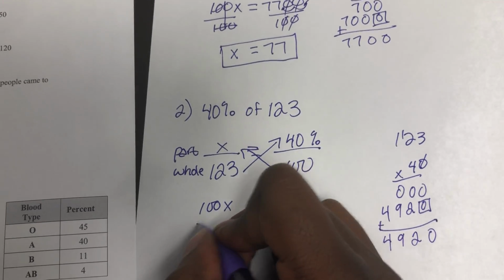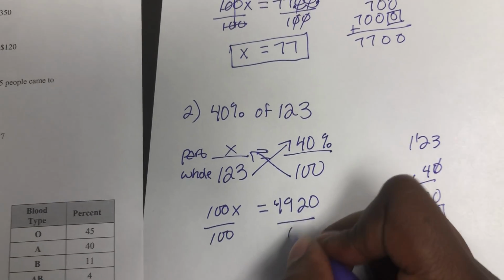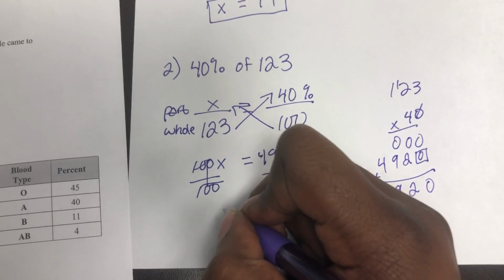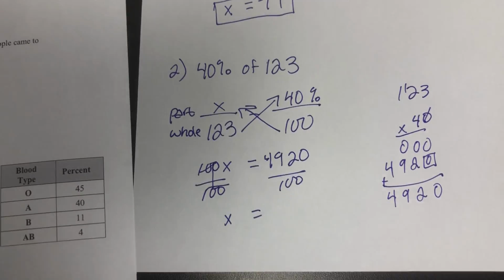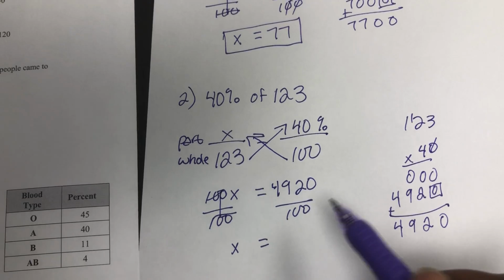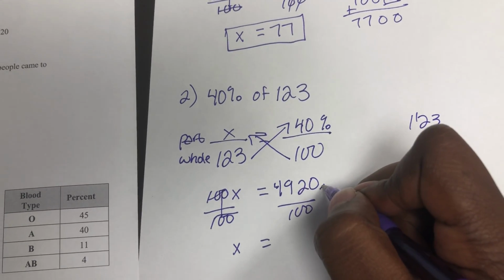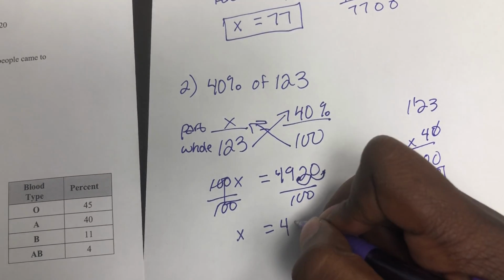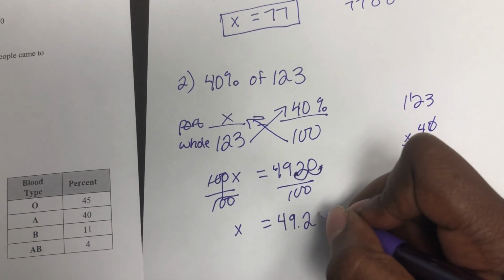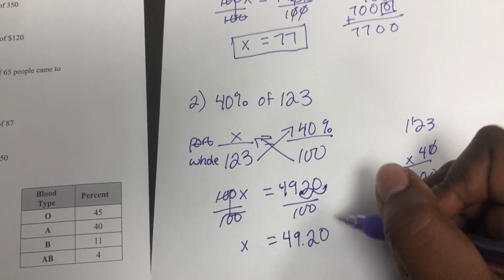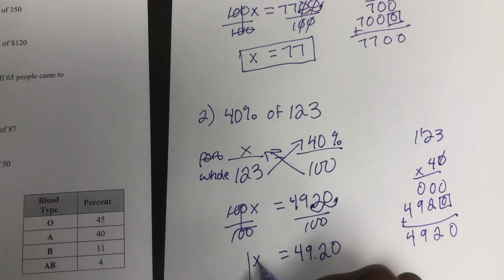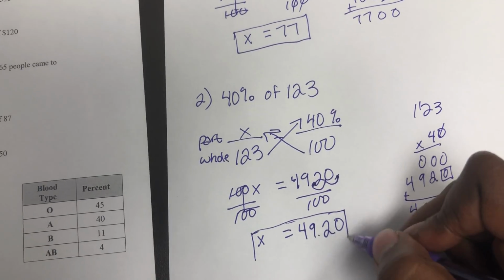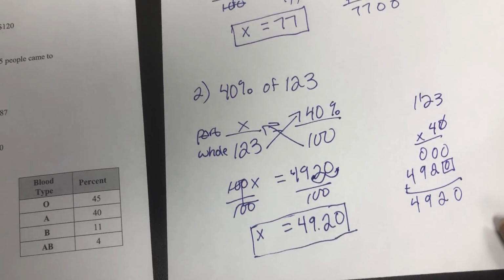Now all that's left is to divide by 100. That becomes a 1, so all that's left there is x equals, and whenever we divide by 100, all we have to do this time is move our decimal over 2 times. So 49.20, or you can just say 49.2, and that is our answer.